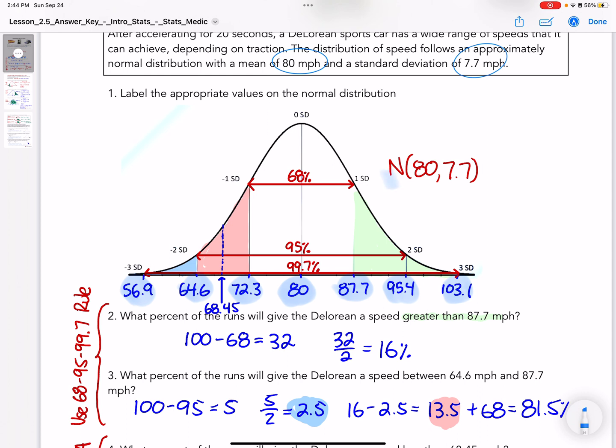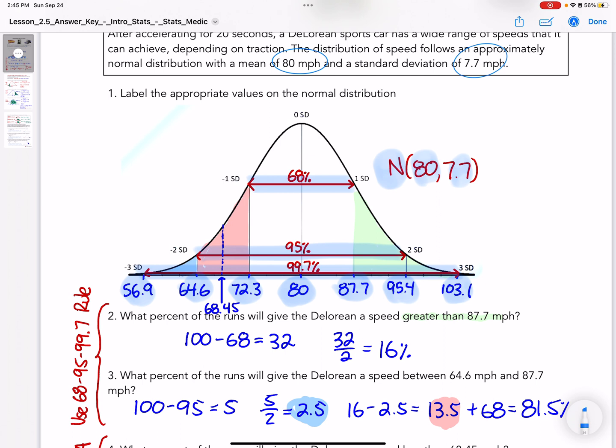We're also going to label our curve with the N, the 80, and the 7.7. So make sure that you have all of these things on your normal model. You also are going to label 1 standard deviation to be 68%, 2 standard deviations to be 95%, and 3 standard deviations to be 99.7%.